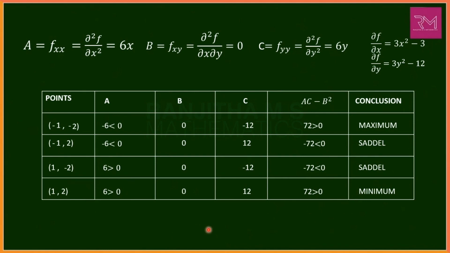This completes the problem. To solve this problem, constructing the table is very important. Here we know that if AC minus B square is greater than 0 and A is less than 0, we can conclude that the function is maximum.